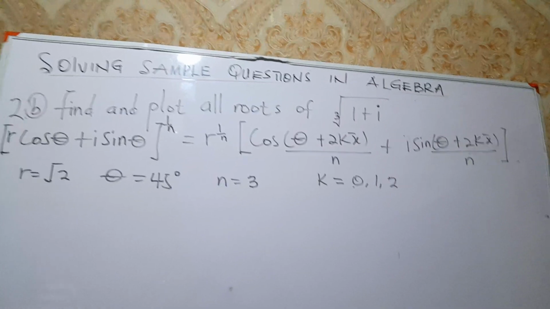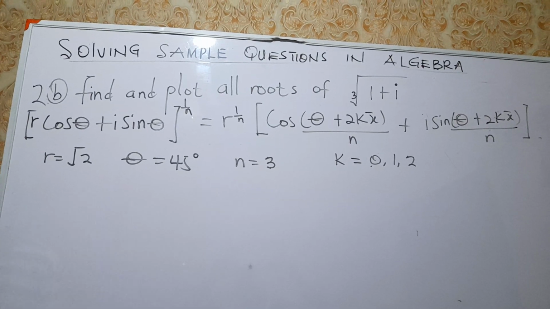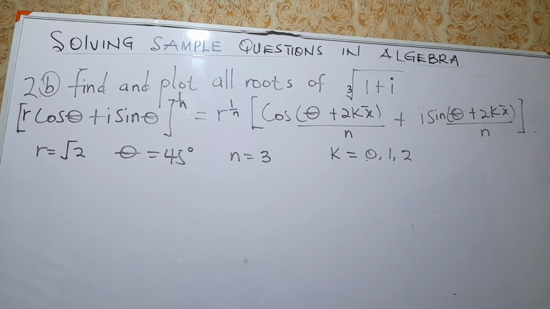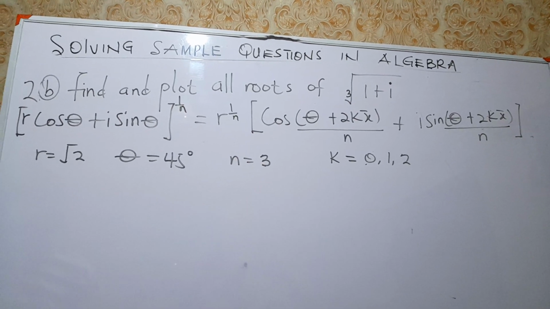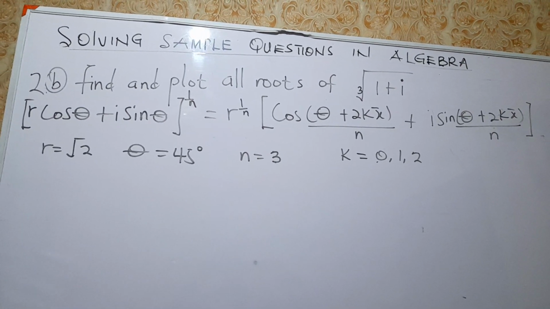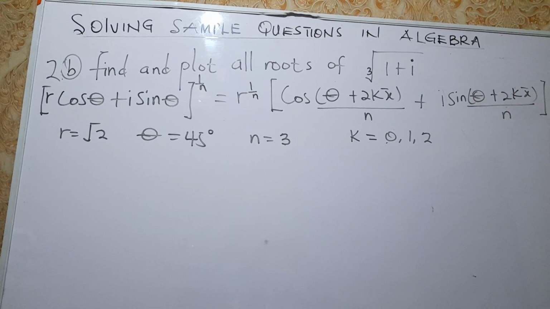So we have found our R, which is the magnitude, to be root 2. Our argument, theta, to be 45 degrees. We establish the fact that our n in this case is 3, and our k will be 0, 1, and 2. That means we'll have 3 roots for this. So now how do we solve this?